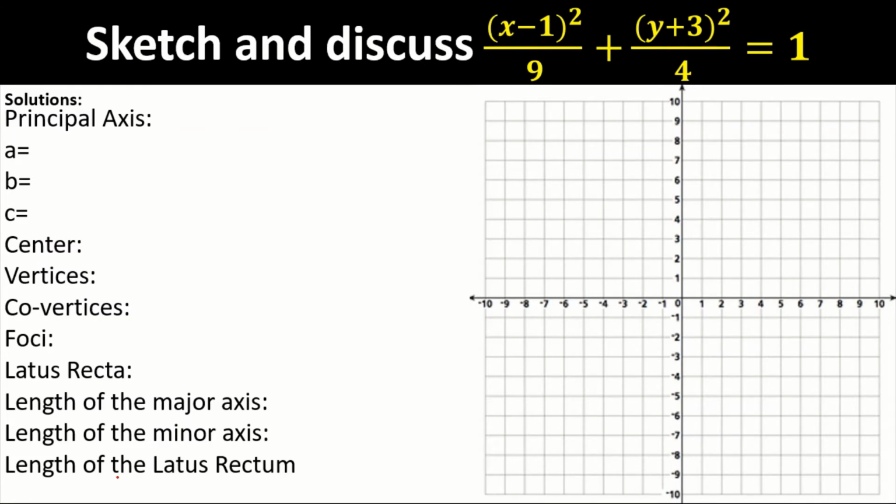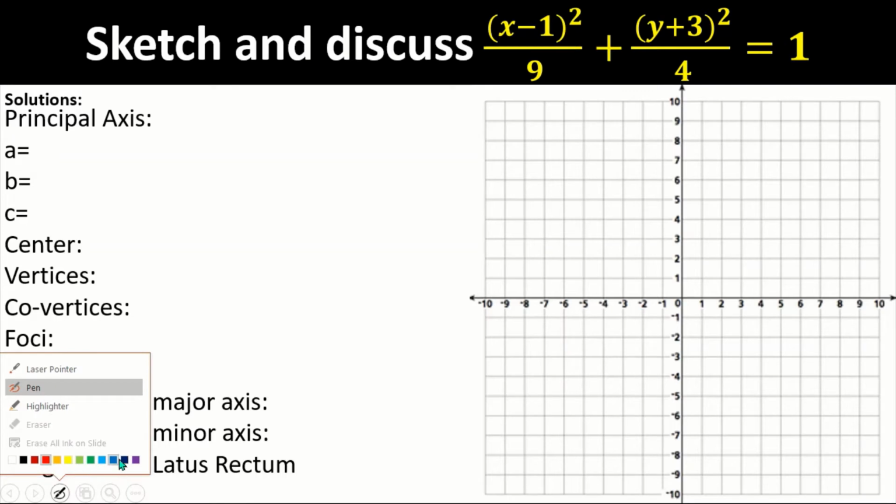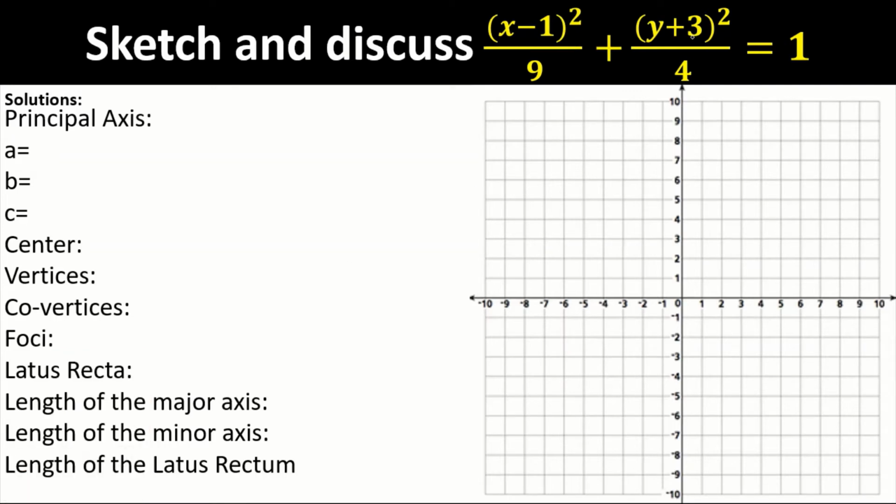Example number 2. Let us sketch and discuss the quantity x minus 1 squared over 9 plus quantity y plus 3 squared over 4 equals 1. So, the principal axis is on x-axis. Okay, obviously, ang ating a squared is 9, b squared is 4. So, if a squared equals 9, a is 3 units. Okay, and then if b squared is 4, therefore b is 2 units.